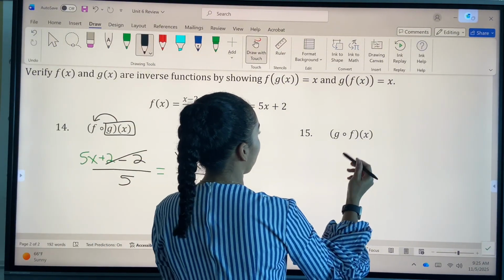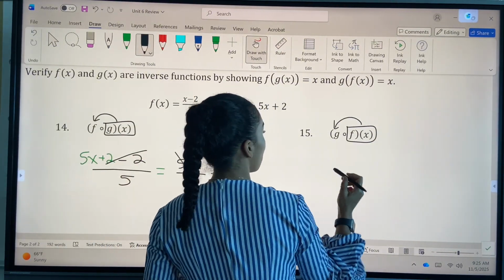Let's do it the other way around. I'm going to plug f into g. So this is g.